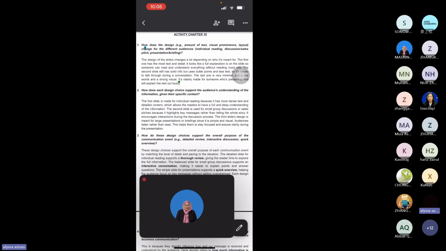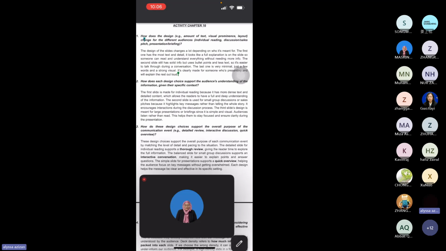So the design of the slides changes a lot depending on who it is meant for. The first one has the most text and detail. It looks like the full explanation is on the slide so someone can read and understand everything without needing more info. The second slide still has solid info but uses bullet points and less text, so it is easier to talk through during a conversation. The last one is very minimal, just a few words and a strong visual, and it is clearly made for someone who is presenting and will explain the rest out loud.